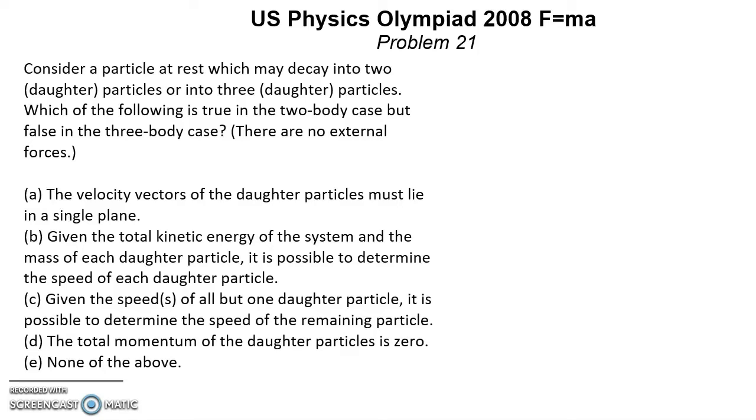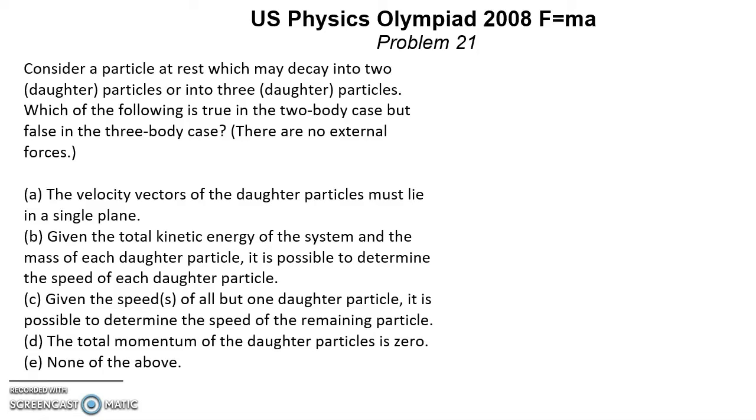It means that we have some part of momentum which does not belong to this plane. It means that total momentum is not 0, which is not correct. So it means that all 3 vectors must belong to one plane. It means that A is not the correct answer. B. Given a total kinetic energy of the system and the mass of each daughter particle, it is possible to determine the speed of each daughter particle.